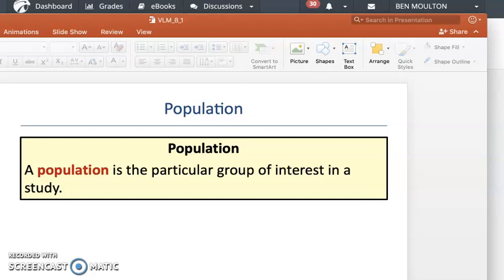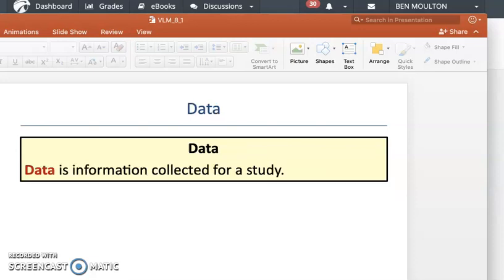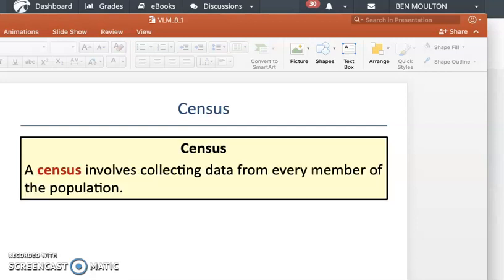Hey guys, so we're going to take a different tack on this one. Let me look at some definitions first of what we're going to see when we hit 8.1. First, there's a population. It's a particular group of interest in a study. Next, we have data. That's the information that you collect for a study. A census, that involves collecting data from every member of the population.